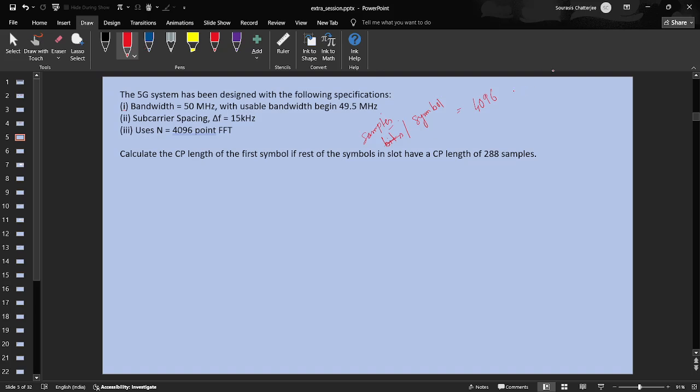So 4096 is the number of information samples, and on top of that we have the CP length of 288 samples. So it is going to be 4384 samples per OFDM symbol we have.